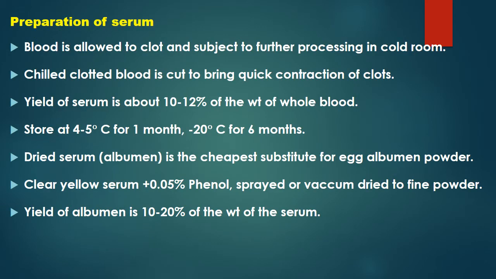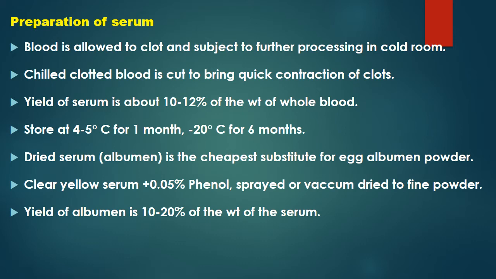If the blood is allowed to clot and later we cut it, then the serum will come out. This serum can be about 10 to 12% of the weight of the blood, and it can be stored at a low temperature, at 4 to 5 degrees Celsius for 1 month or minus 20 degrees Celsius for 6 months. This serum also can be dried, which will have a measure of albumin protein, and that can be used as a supplement of egg albumin in the food industry.